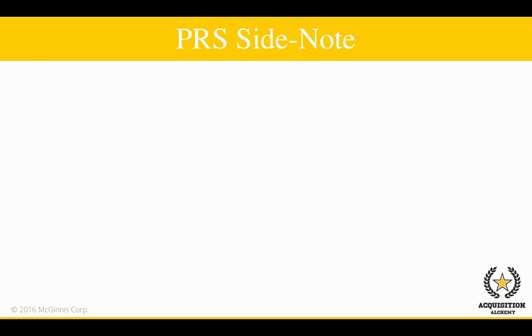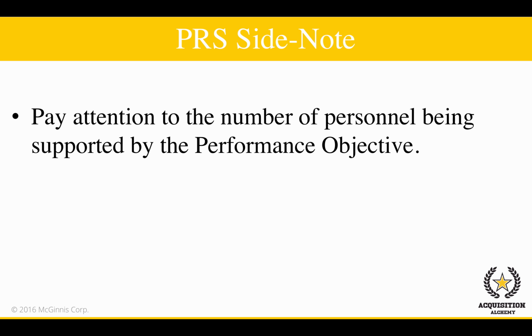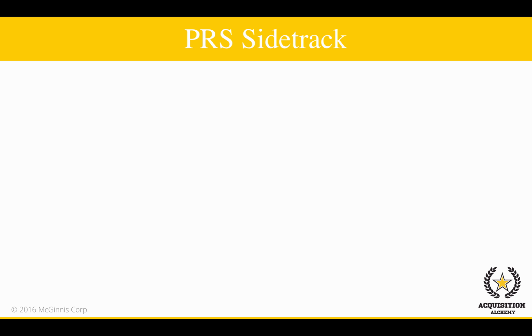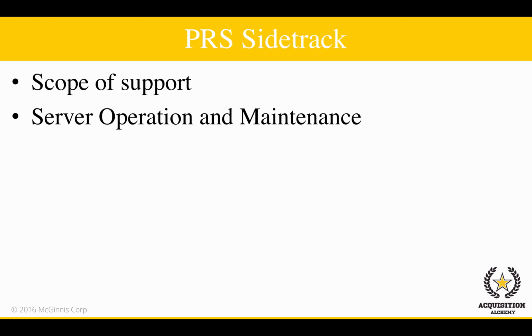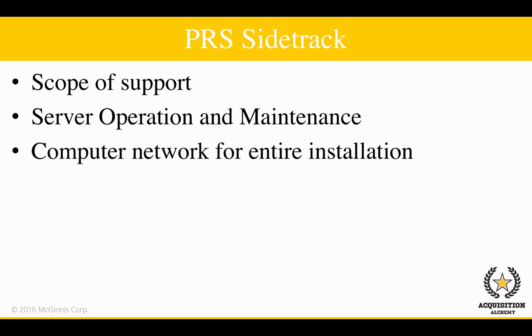As a side note, when you're thinking of how to measure compliance, pay attention to the number of personnel being supported by the performance objective. Whether an organization has 30 users, 3,000 users, or 30,000 will determine how many individuals will not be set up on their computers within 3 days with the contractor still remaining in compliance with their contract. To drive home this point about paying attention to the scope of support required, let's say there's a requirement for server operation and maintenance service, which operates and maintains the computer network for the entire installation.